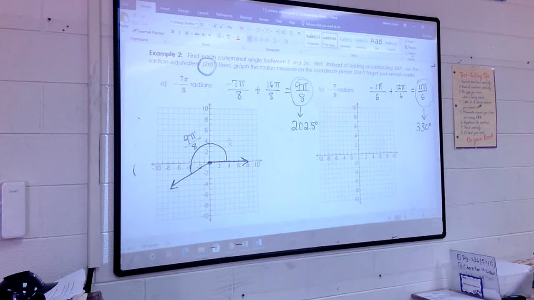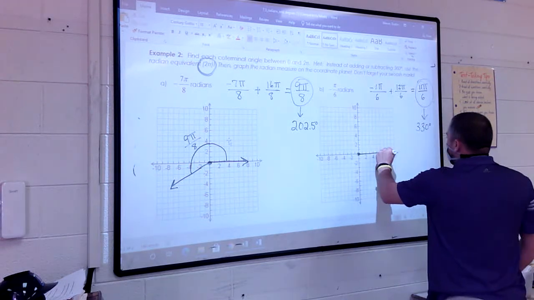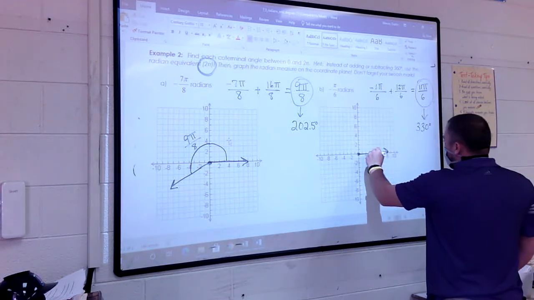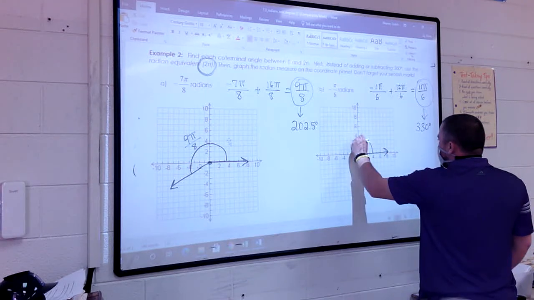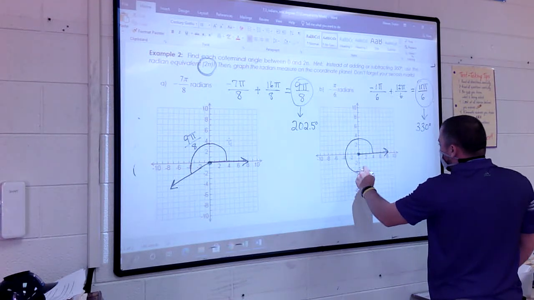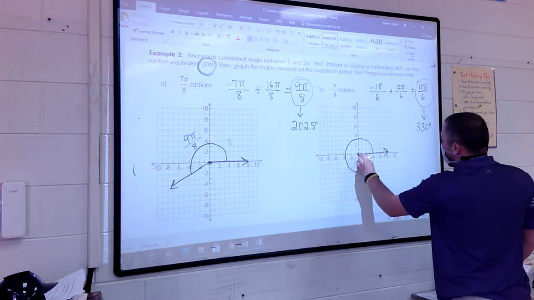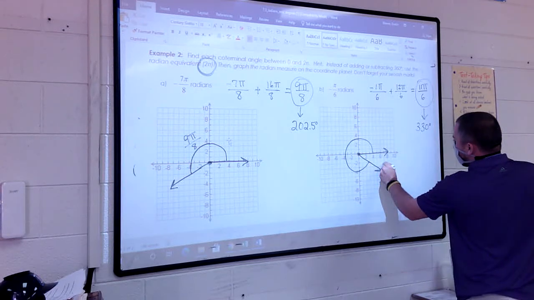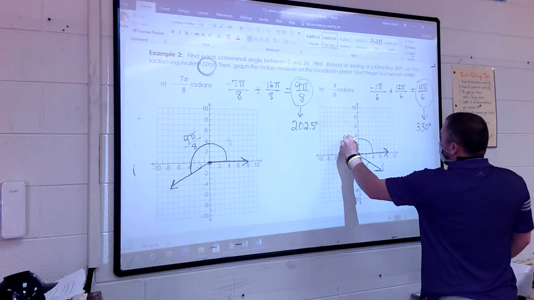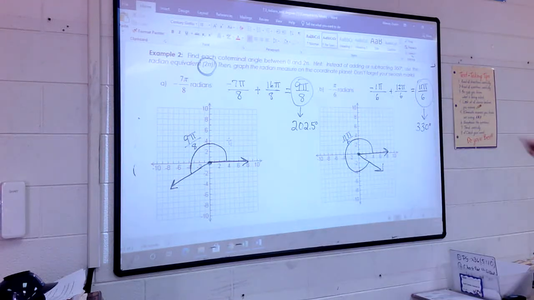So a 330 degree angle, I'm going to put the vertex in the middle. 330 degrees is 90, 90, 90. That's 270. And then 60 more. It stops right there. So that's 330 degrees. So that is 11 pi over 6, which is the same as negative pi over 6. It's going to be the same spot.